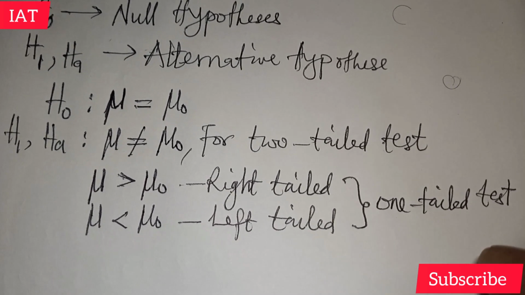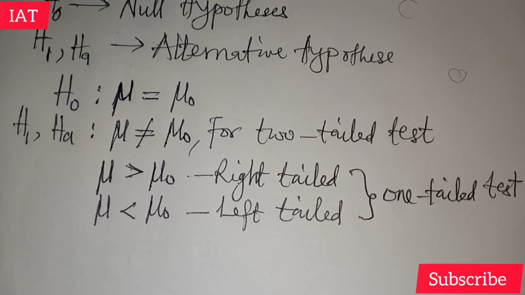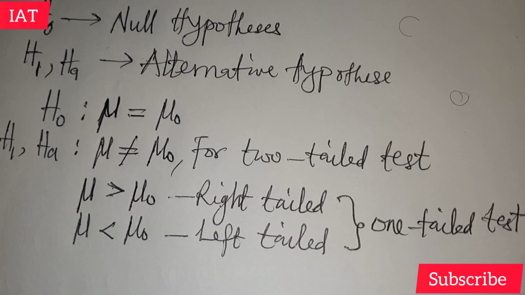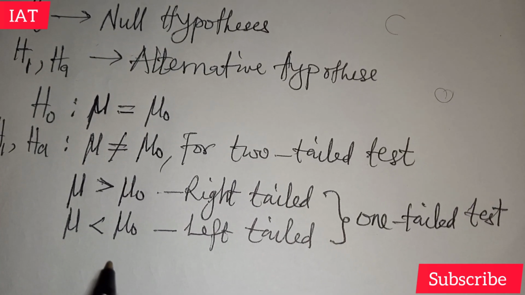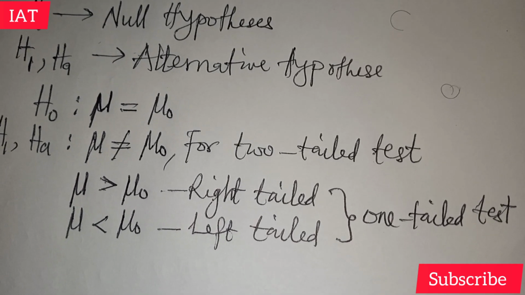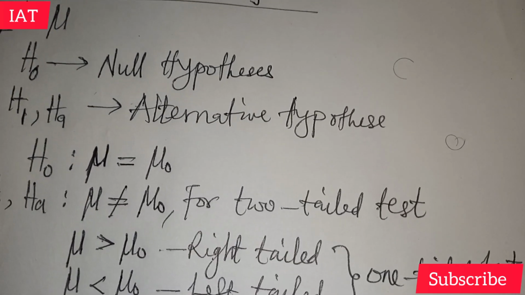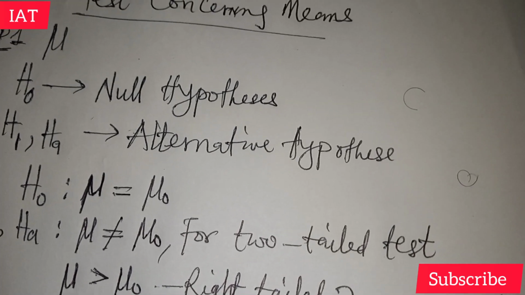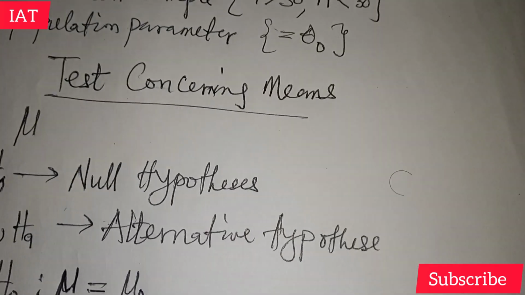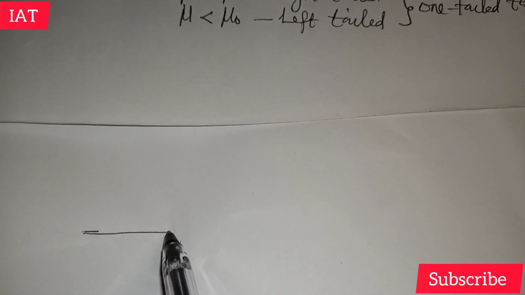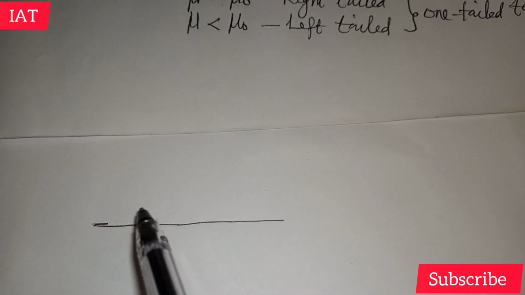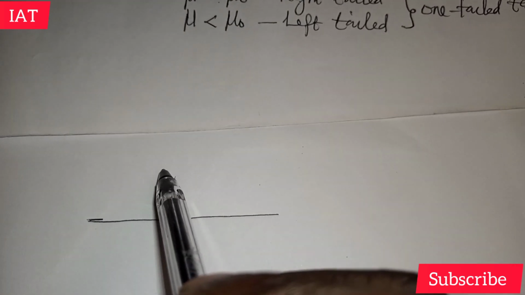So I'm going to also use a diagrammatic representation to show what I mean by one-tailed test and two-tailed test. So if you want to sketch the two-tailed test, firstly, let's start with two-tailed tests. So I'll have this distribution, and this is how I like to draw mine.